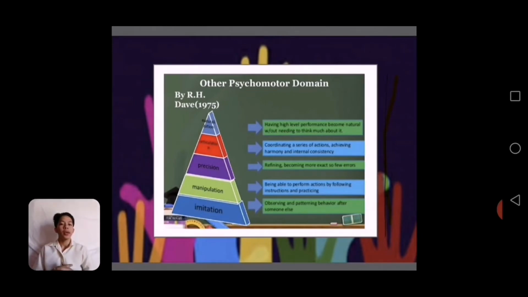Other psychomotor domain by R.H. Dave 1975. The first level and the simplest level is imitation. Imitation, observing and patterning behavior after someone else. Next one is manipulation. Being able to perform actions by following instructions and practicing.